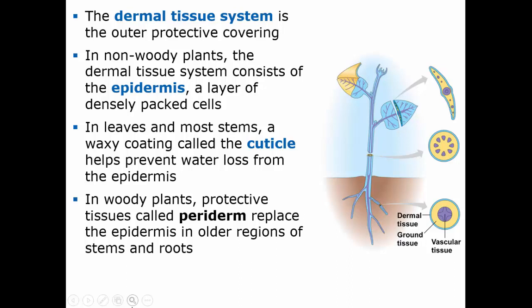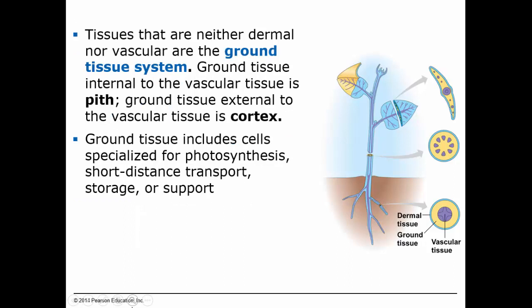In woody plants, the dermal tissue system is made up of a type of tissue called the periderm. This is a thicker, tougher material that's added to as the stems and roots grow older. So unlike the epidermis, the periderm consists of many layers of cells. So tissues that neither qualify as dermal or vascular are part of the ground tissue system.